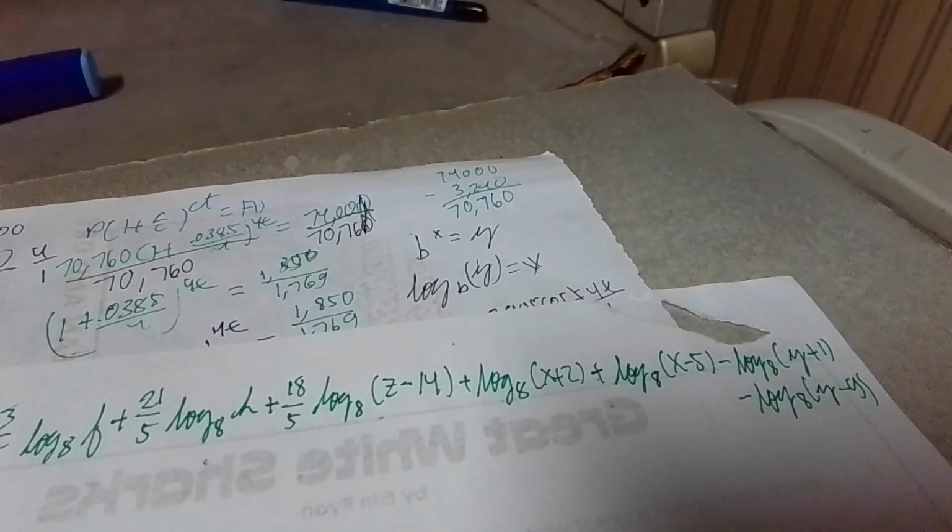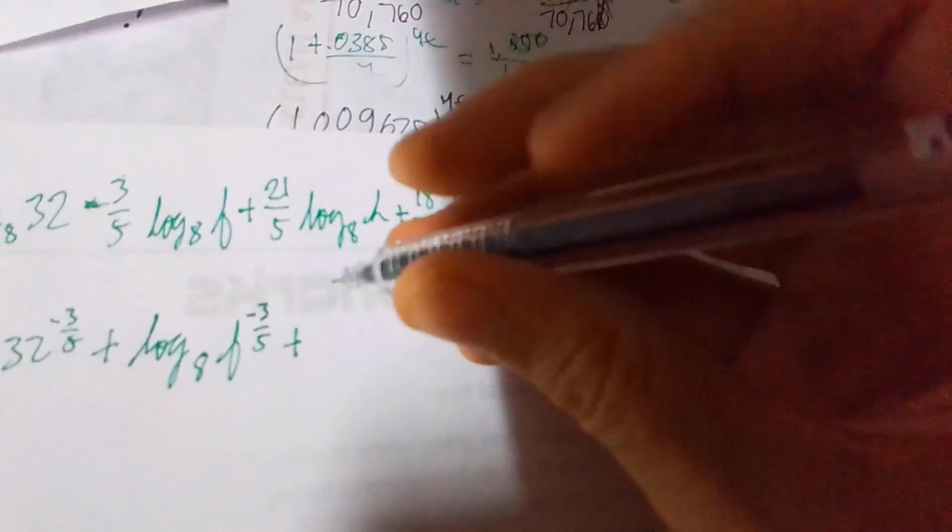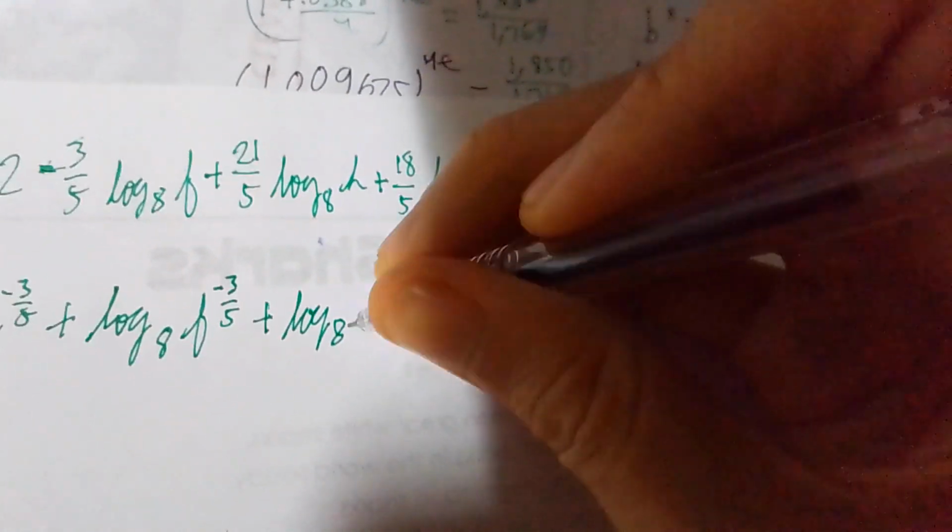Now, the thing that we need to do is to just bring up all the exponents. Whatever the exponents are, ilagay namin sa taas. So, therefore, we have log base 8 of 32 being raised to the 3/5 power plus log base 8 of f being raised to the negative 3/5 power din. And then plus log base 8 of h being raised to the 21 over 5th power. All the exponents are being brought up.